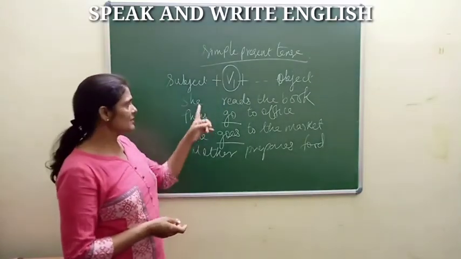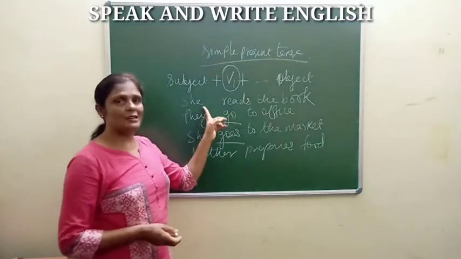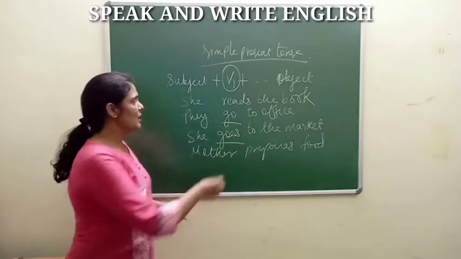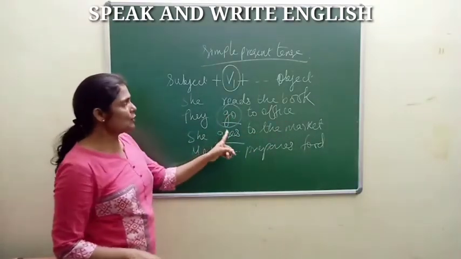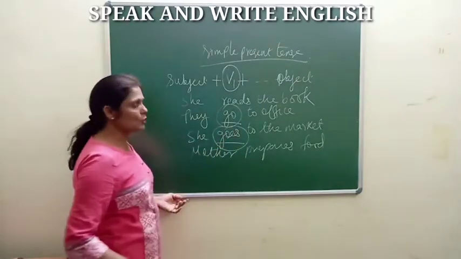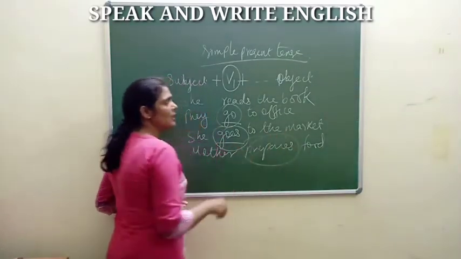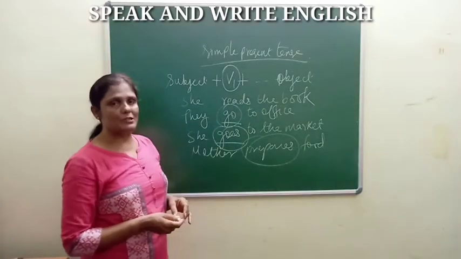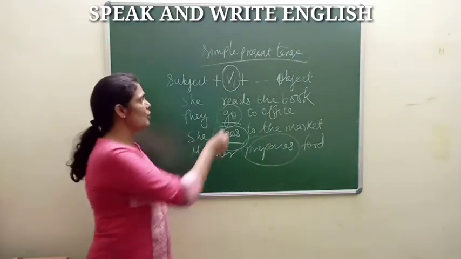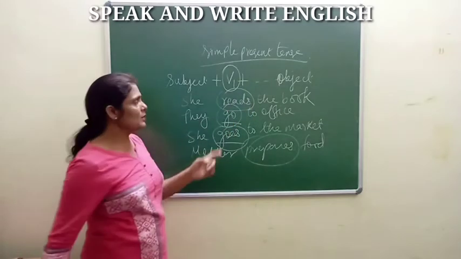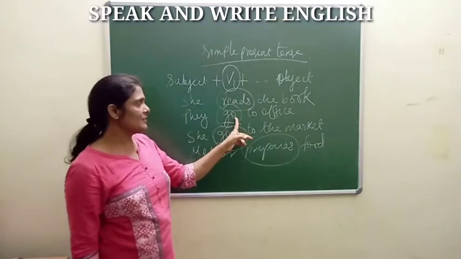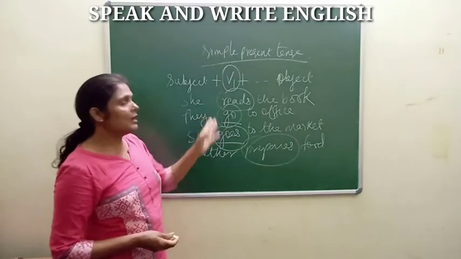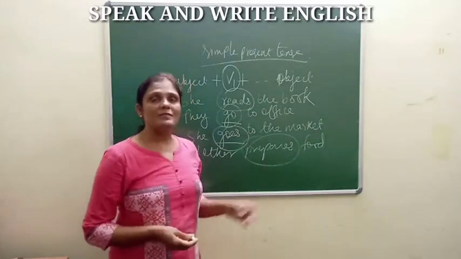So observe these sentences. She reads the book: subject followed with a verb and an object. They go to office: verb go. She goes to the market: the verb is goes. Mother prepares food: the verb is prepares. As I told you, the verb should be used in the V1 formation, that is the base form. But just observe it. Here I have taken S with the verb, whereas here I have taken the verb as it is, and here I have taken ES along with the verb, and again here S. So, depending upon the subject, the verbs will change.